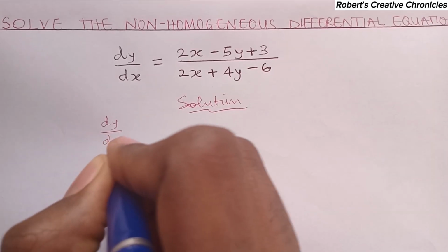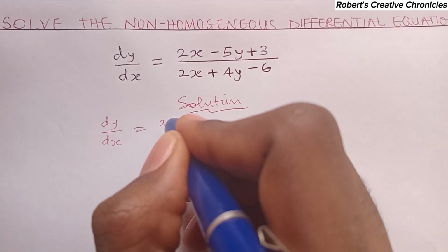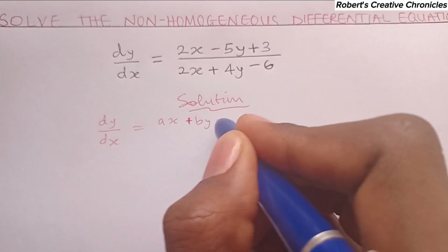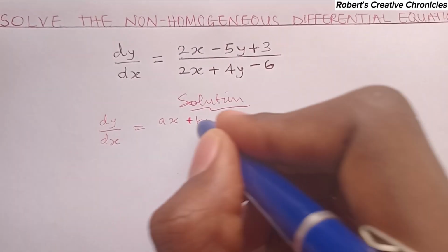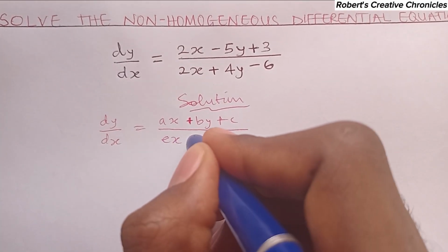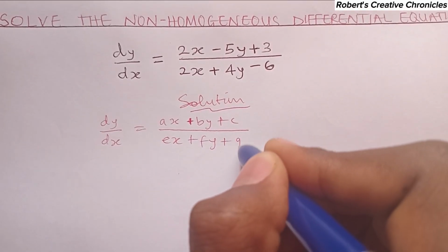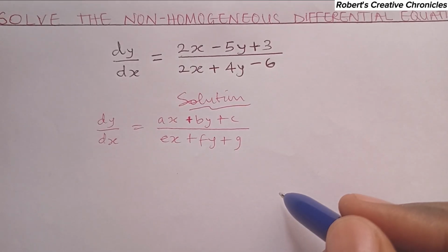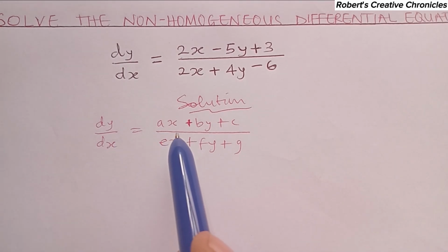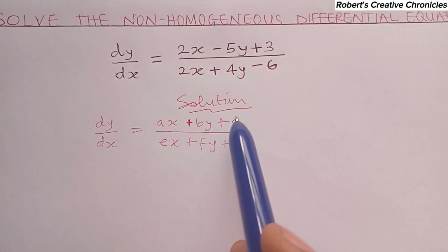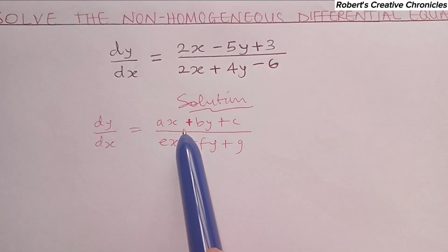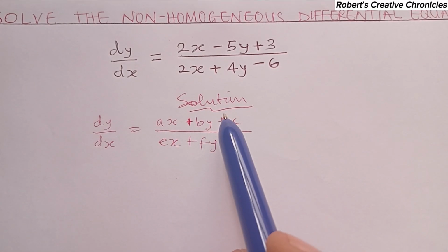dy over dx is equal to (ax plus by plus c) over (ex plus fy plus g). So any equation of this form is called a non-homogeneous differential equation, where a, b, c, e, f, g are all constants. This equation can be solved by reducing it to a homogeneous equation.